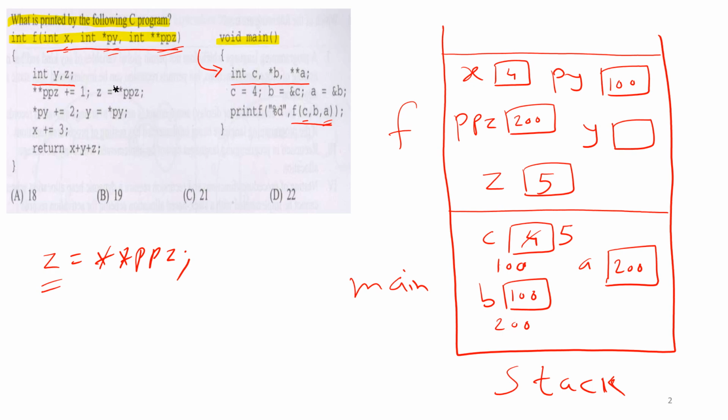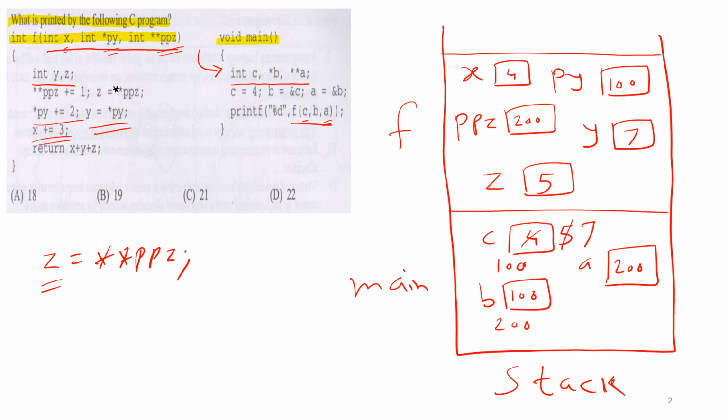Then we have *py += 2. So py is 100, right? *100 means the value of c. So the value of c is incremented by 2. So 5 plus 2, we get 7, right? So the value of c becomes 7. Then y = *py. So y will get the value of *py, *100, that is 7. So py is actually referring to c. So we get the value of c and we copy it into y. So y is 7.